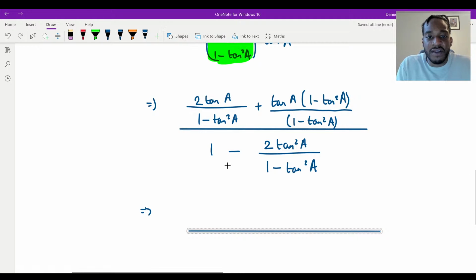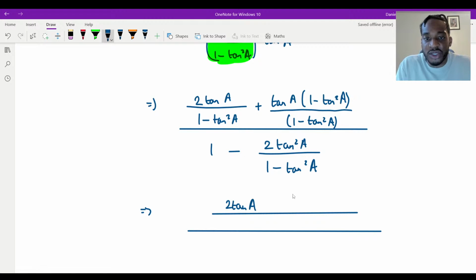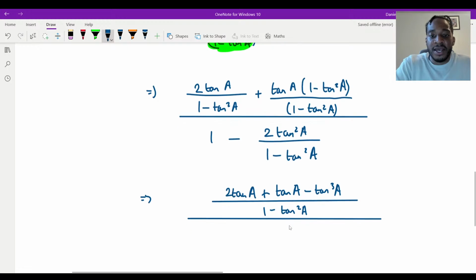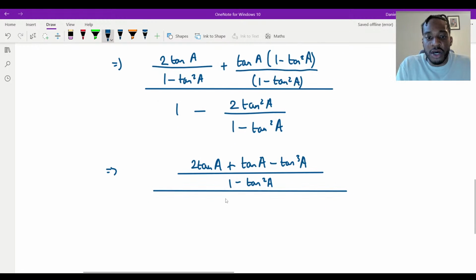So what I'm going to do, I'm going to get another fraction bar like that. And then the numerator just becomes 2 tan a, like that. And then I can just expand that one, can't I? So that's going to be tan a minus tan cubed a, like that, over the same denominator, 1 minus tan squared a, like that.